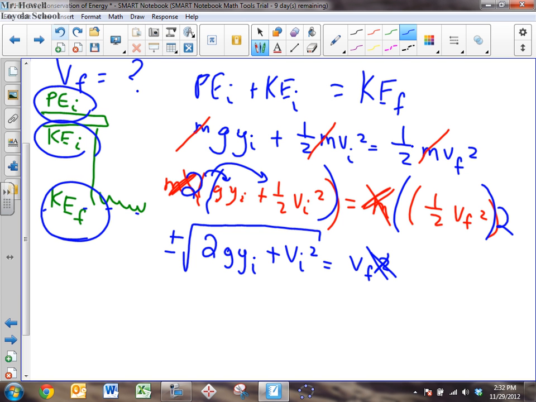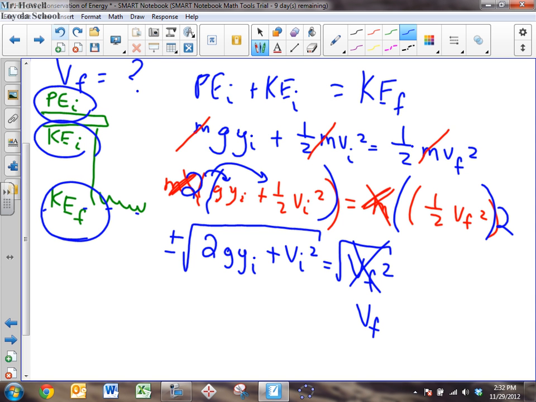So that's our solution for the final velocity: the square root of 2g yi plus vi squared. Wait, why didn't you write that 2? I did, but I'm just ignoring it. I could show it, but I'm not writing it out. The square root and the square cancel to become just vf.